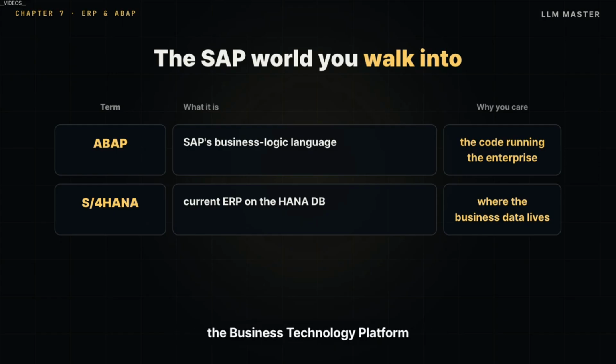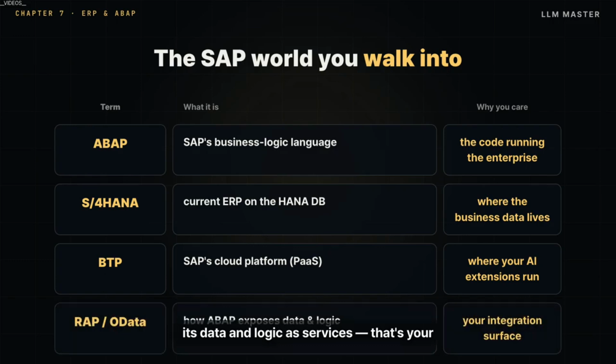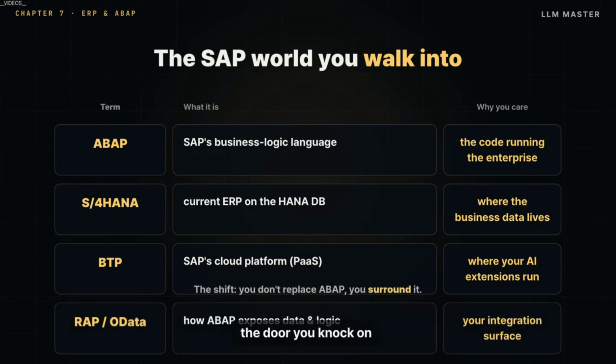BTP, the Business Technology Platform, is SAP's cloud platform, the sanctioned place to build extensions and for you to run AI. And RAP and OData are how modern ABAP exposes its data and logic as services. That's your integration surface, the door you knock on.